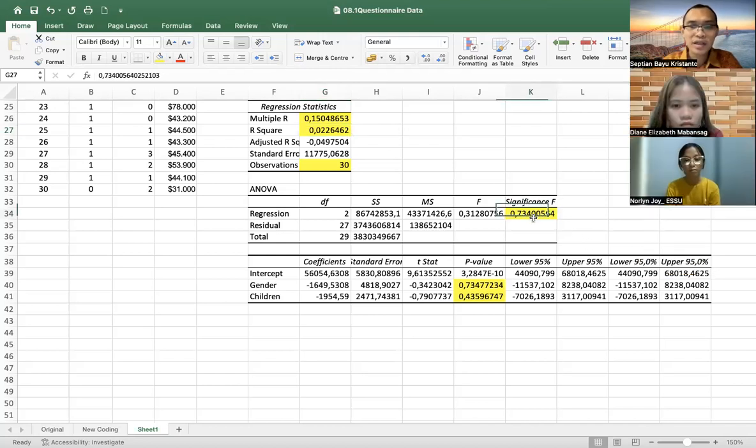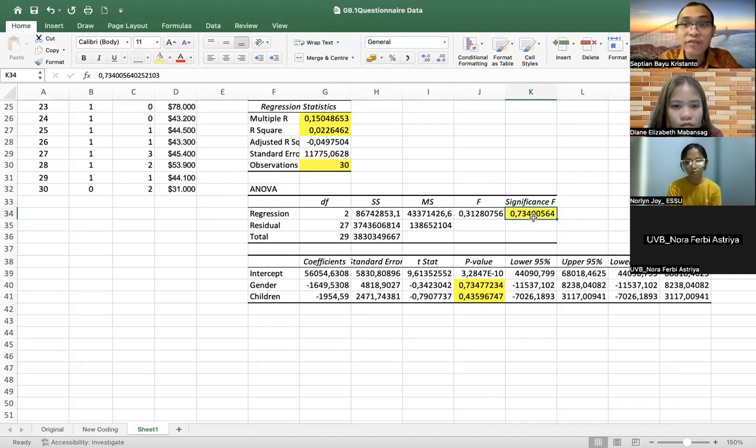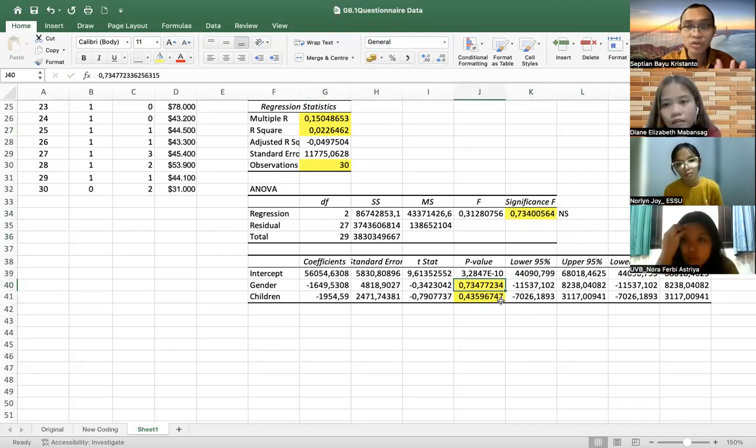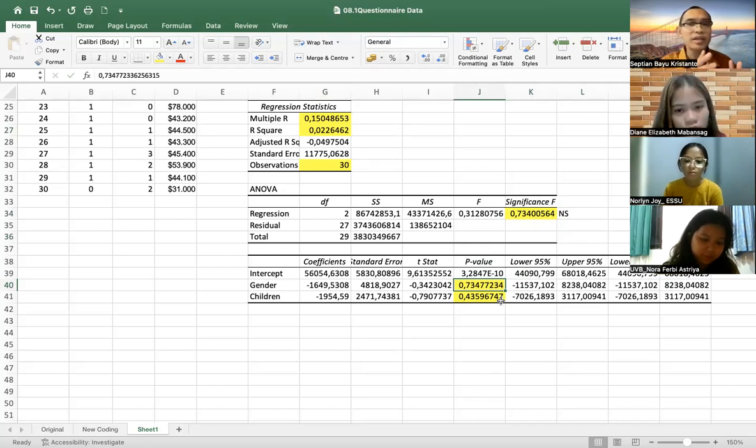So for the score of the F value, it's still not significant. Where we have the 5%, it is also still not significant. It's also similar for the gender and the children. They are not significant because only 2% is used to predict the salary. We need to have a more powerful factor that we can predict or forecast the amount of salary that we need to pay for every employee.